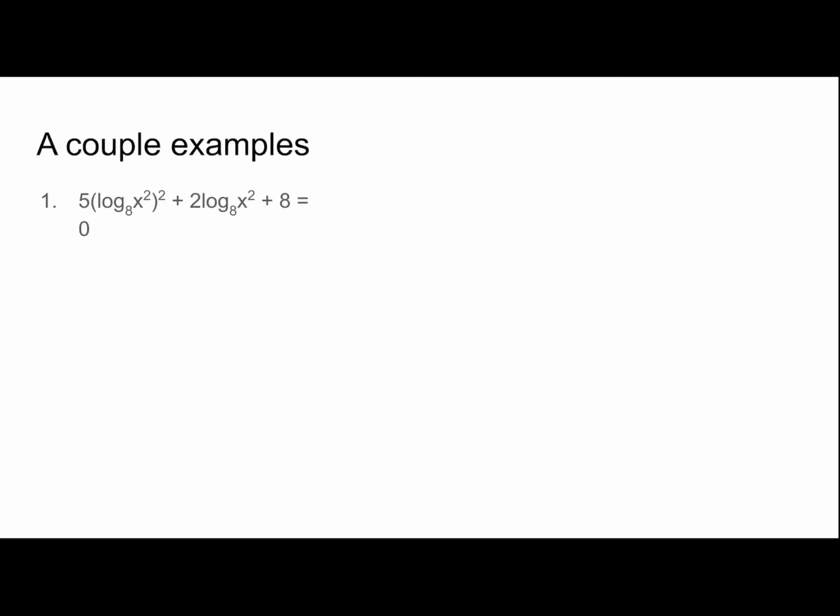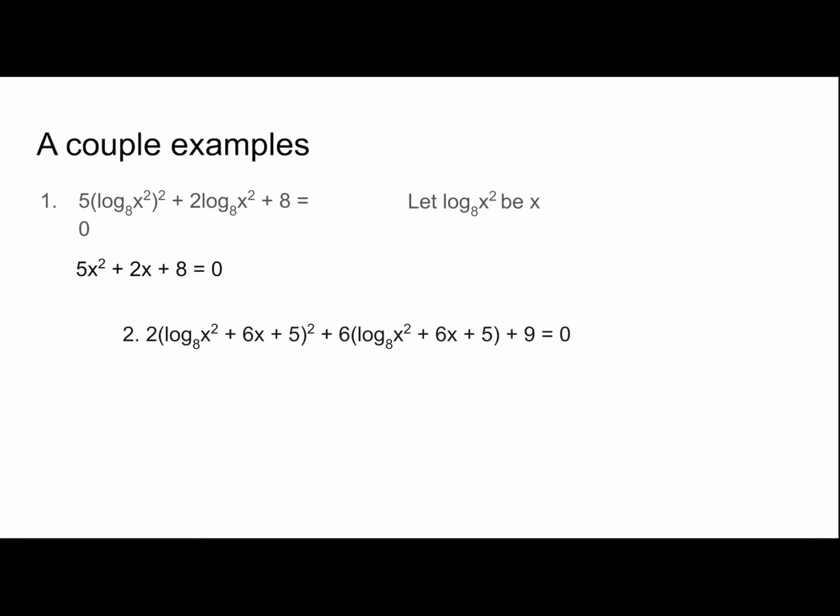So in this equation, we can just substitute log base 8x squared as x, and we can rewrite this as a quadratic equation. So we can say let log base 8x squared be x. So in the exam, it's crucial that you write this statement. If you do not write the statement, then the marker does not know what you're making as x, and therefore you won't get the deserved marks. So if we let that be x, it just becomes 5x squared plus 2x plus 8 equals to 0.